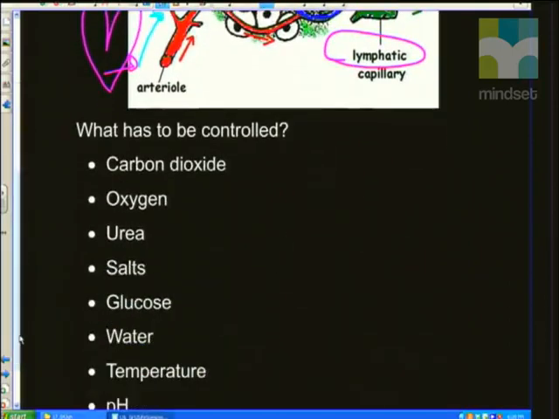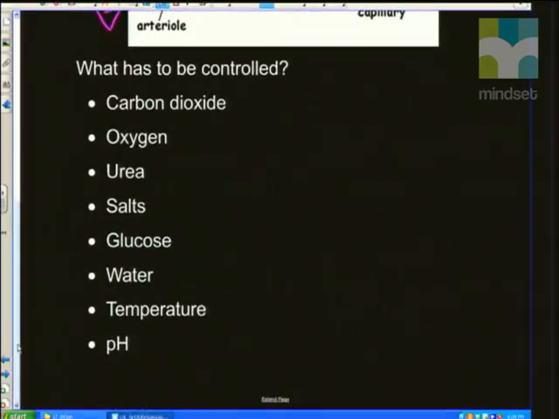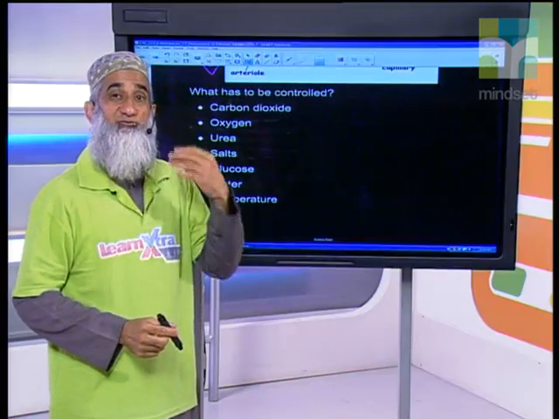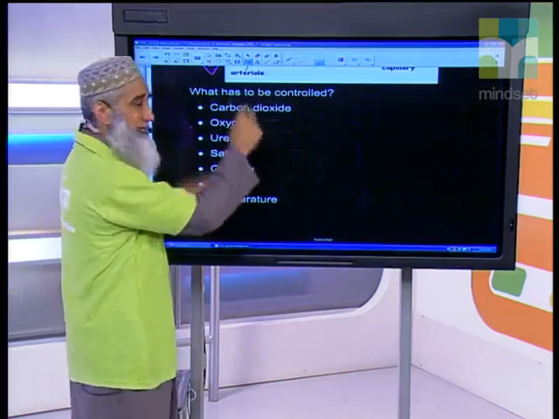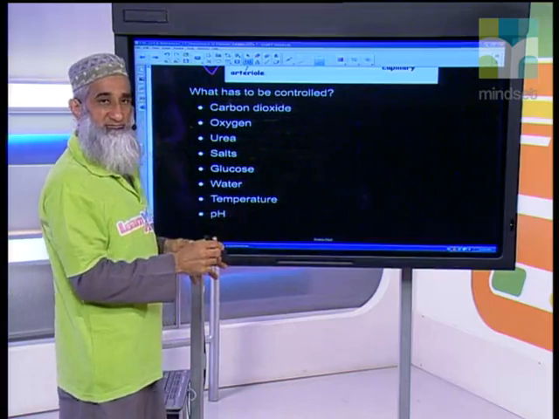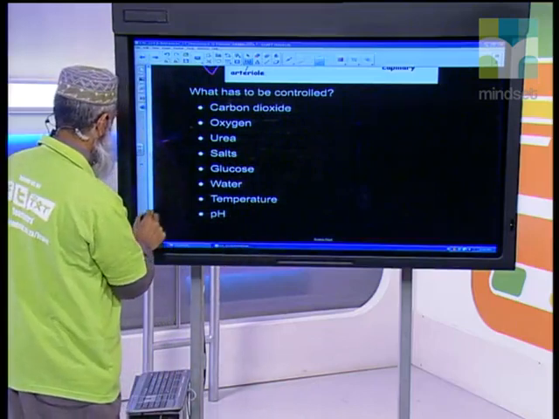What are those factors that we need to control? There's a list of them: carbon dioxide, oxygen, urea, salts, glucose, water, temperature, and pH, among the more important ones. These things have to be kept constant in the tissue fluid. If they go off, there will be problems. We'll talk about that in the questions.